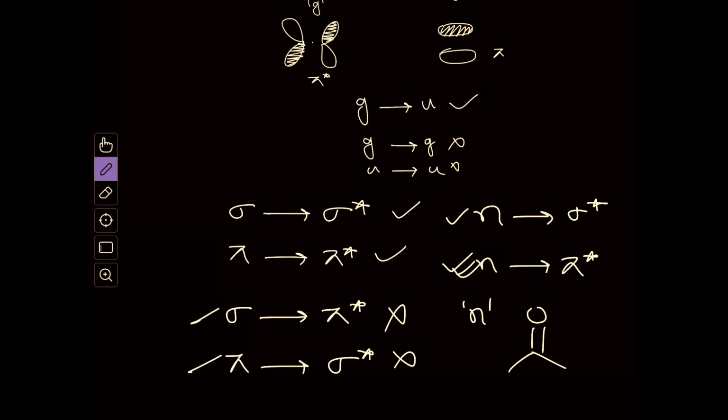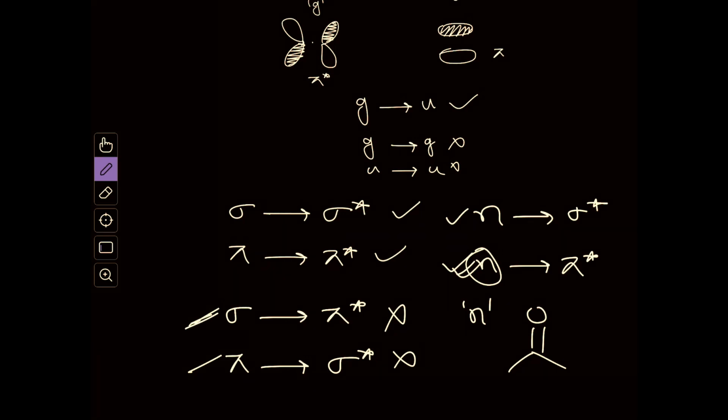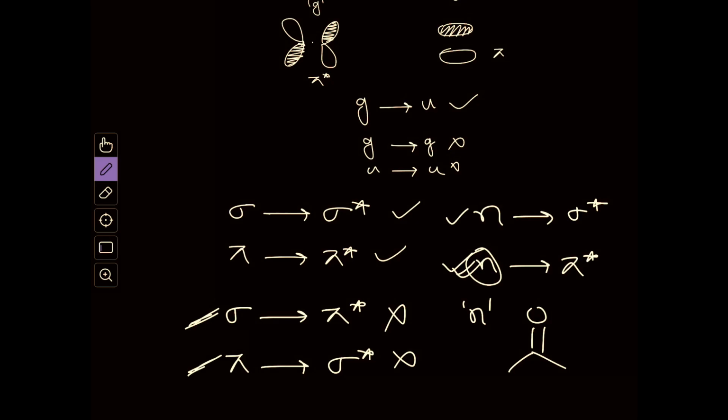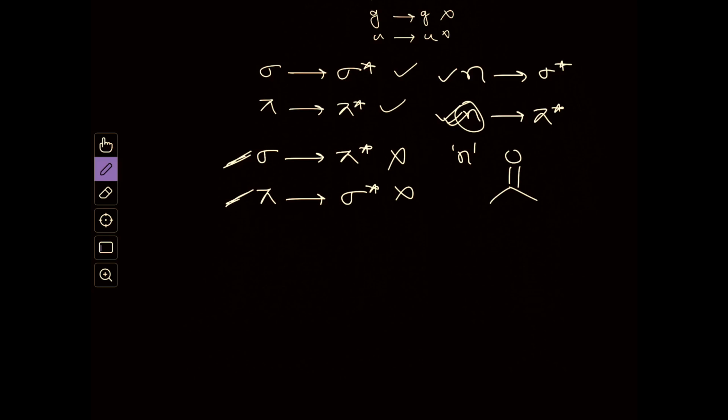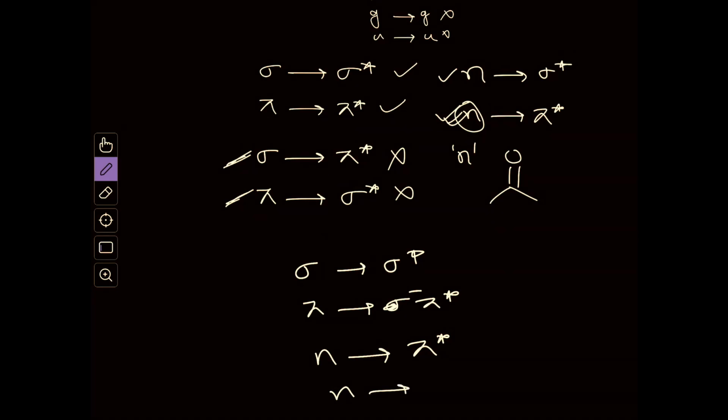Now what is the reason behind that? So in this case, because n orbital doesn't have any proper symmetry, so you cannot apply the selection rule strictly here. So this is called relaxation of selection rule, and due to this relaxation, this n to pi star transition is partly allowed, it is not fully forbidden. But for this sigma to pi star and for this pi to sigma star, this is completely forbidden. So our main transitions are now sigma to sigma star, pi to pi star, n to pi star, and n to sigma star.